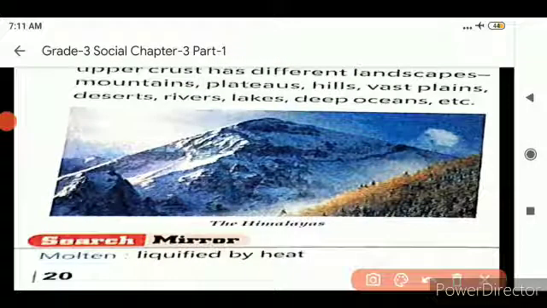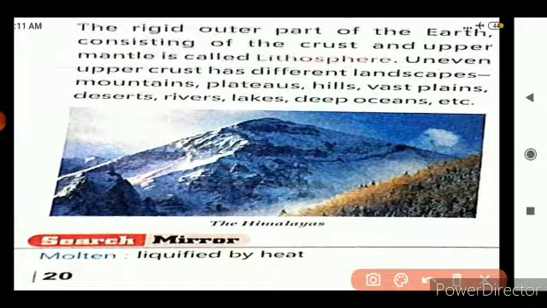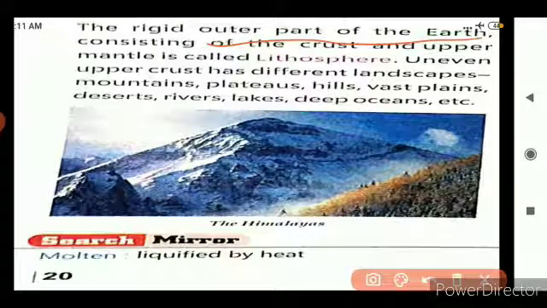Yes. What is the next one? The rigid outer part of the earth consisting of the crust and upper mantle is called lithosphere. In the previous class itself I told you what is lithosphere. The upper uneven surface of the earth is called lithosphere. I told you some of the examples. Now will you be able to recall that?